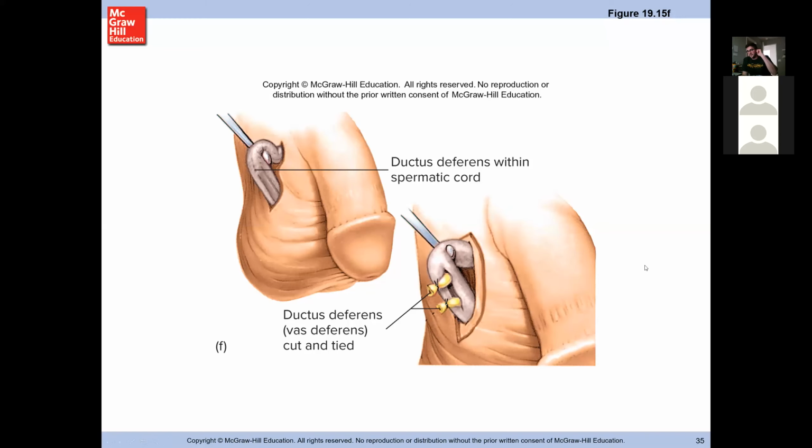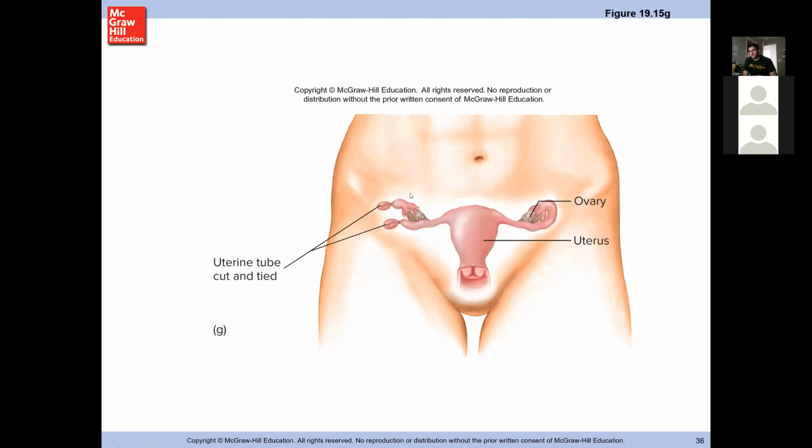So if vasectomy is the route that you're going, you've got to make sure that you get it checked out. And then there's also a similar form of this: if you think of getting tubes tied, women can undergo a similar procedure where the uterine tubes are cut and tied off as well.